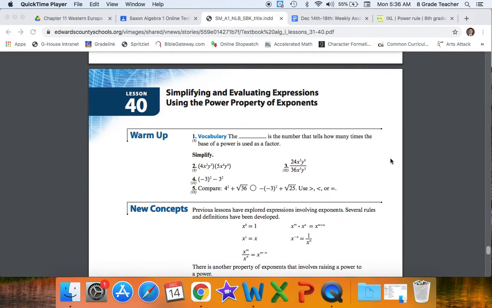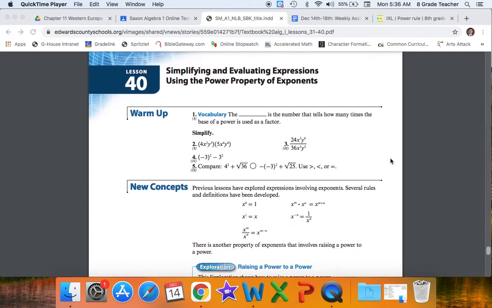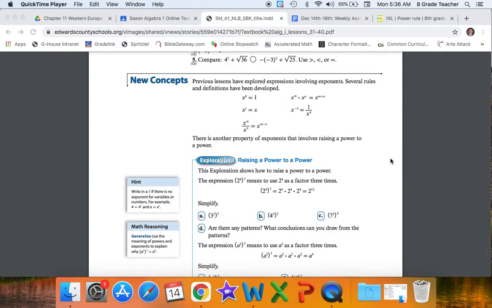Lesson 40, Simplifying and Evaluating Expressions Using the Power Property of Exponents. Taking a look at our new concepts here, in previous lessons we've explored the different types of exponent problems that we're going to see in algebra.